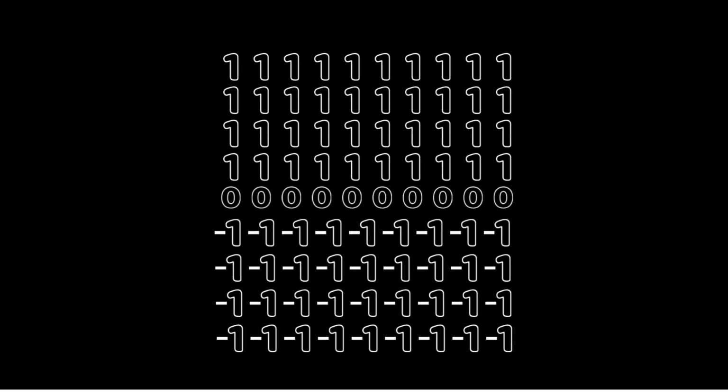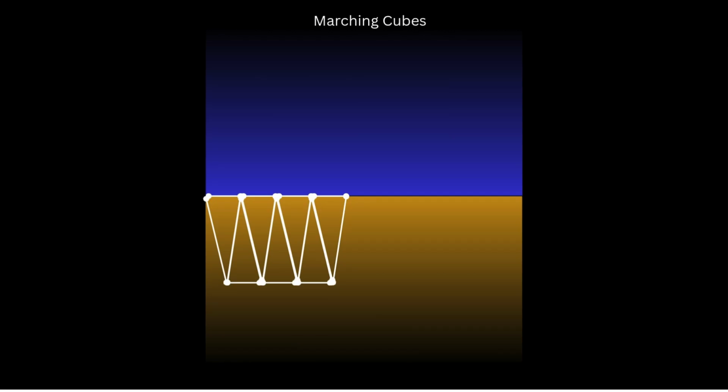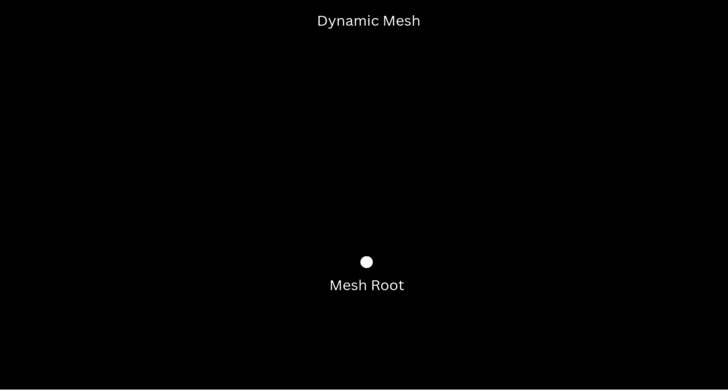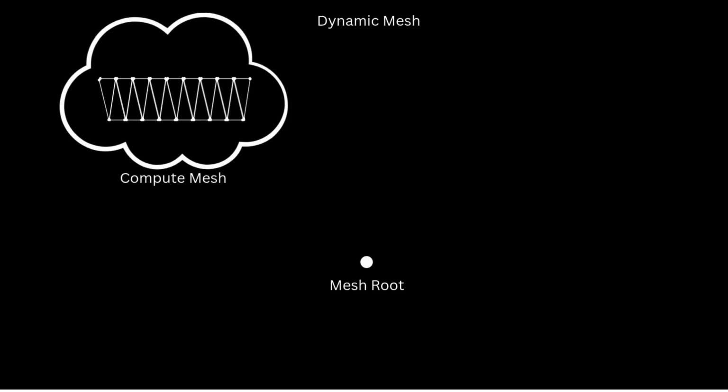The key concept to understand is that everything above zero, or the ISO level, is air, and everything below it is land. The marching cube algorithm samples the scalar field at each corner of each voxel and calculates the triangles necessary to build the isolevel surface. Finally, we pass the triangle data to dynamic mesh actors to build the mesh async on compute meshes and then append at runtime.